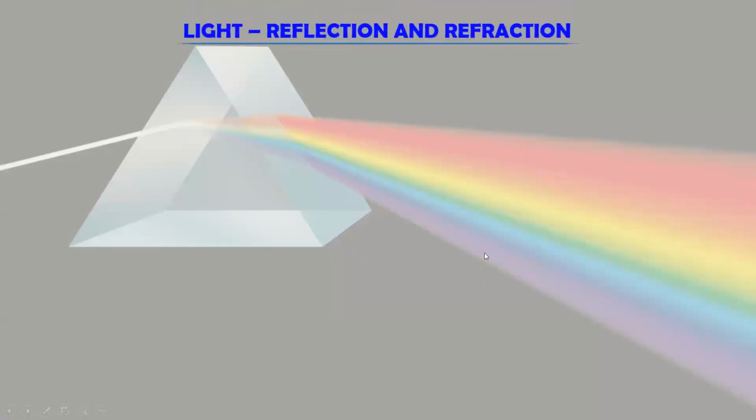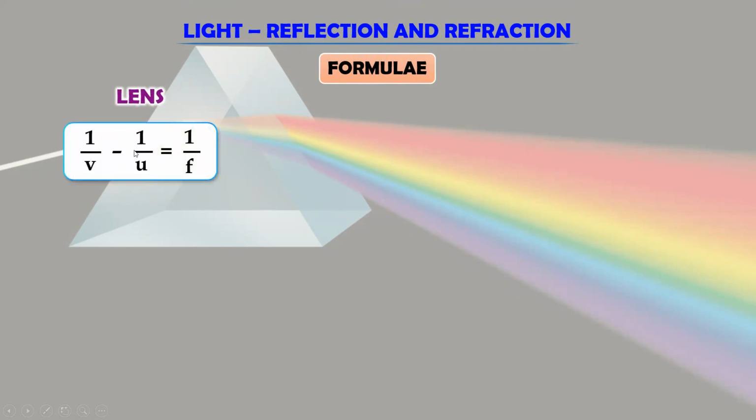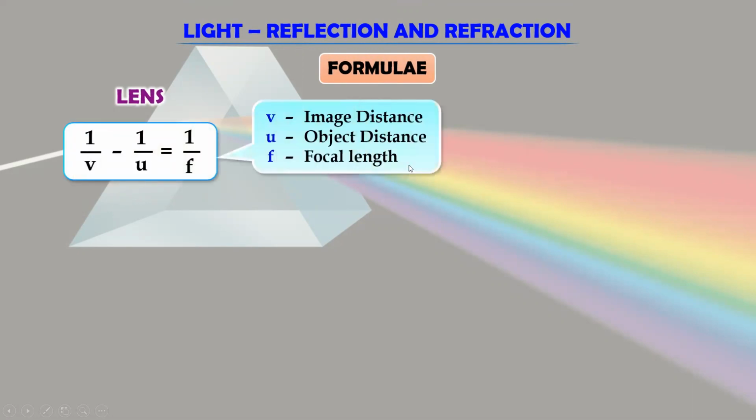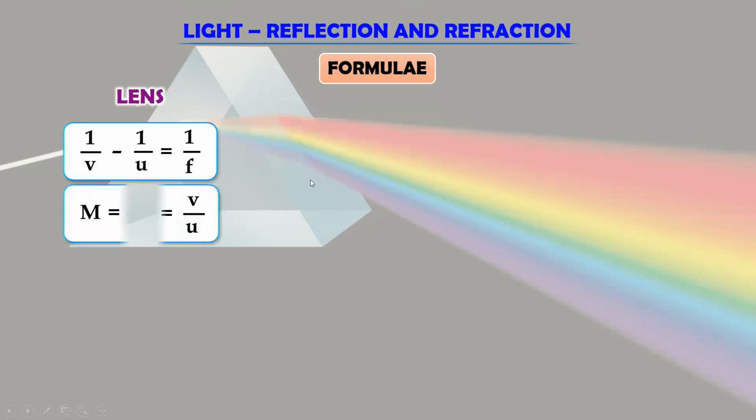Next one. We'll move on to light, that is reflection and refraction concepts. Again, we'll start with the formulae. That's formula इसमें दो ही के easy भी है, right? We have lens का formula 1 upon V minus 1 upon U is equals to 1 upon F, and V, U, F are image distance, object distance and focal length.